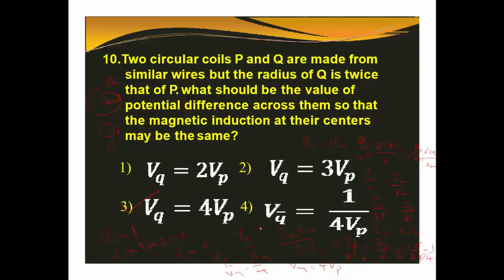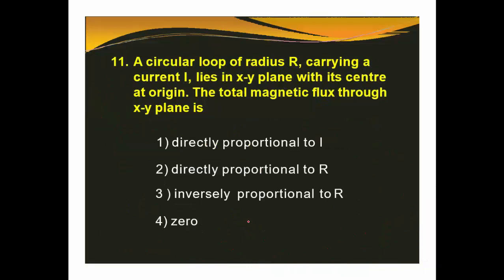Next question is, a circular coil, not a loop, or coil or loop, both are the same, of radius R carrying a current I, lies in the xy plane with its center at the origin. This is the xy plane, and the coil is here at the center. Now what is the total magnetic flux through the xy plane? The total magnetic flux through the xy plane is asked.